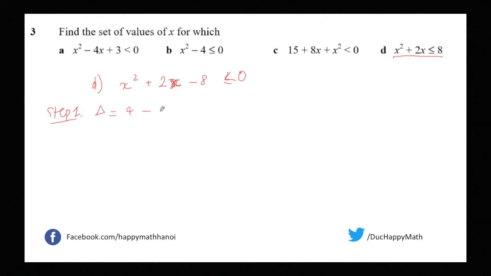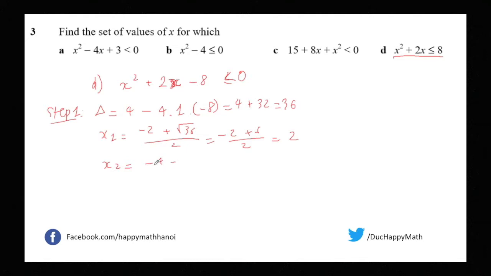4 minus 4ac, 4 plus 32, so 36 here, and x1 will be equal to minus 2 plus the square root of 36, divided by 2. This means minus 2 plus 6 is 4, divided by 2 is 2. And x2 is minus 2 minus 6 divided by 2, which is minus 4.